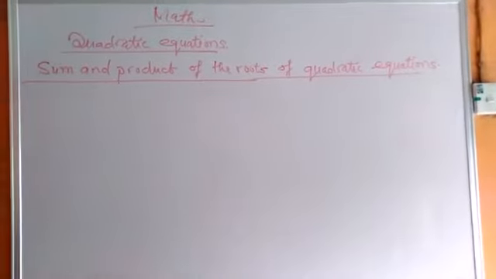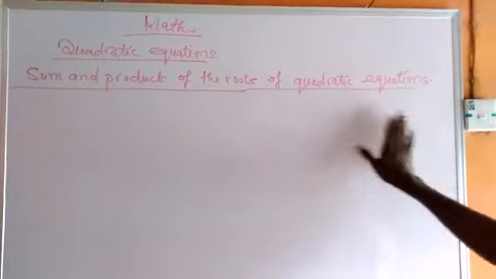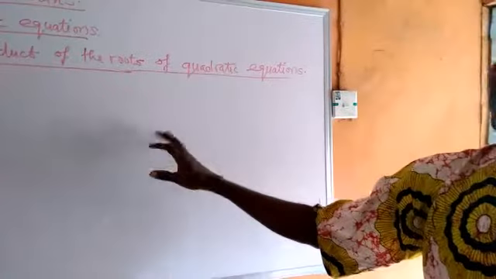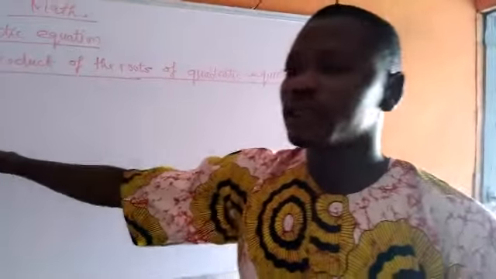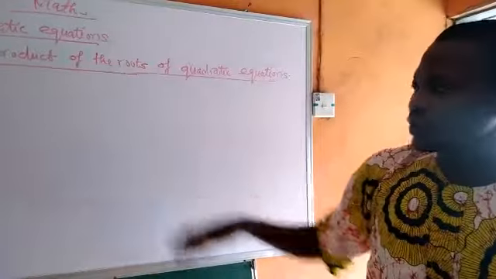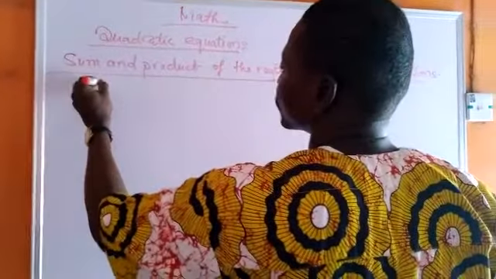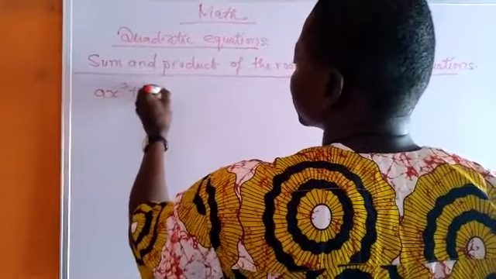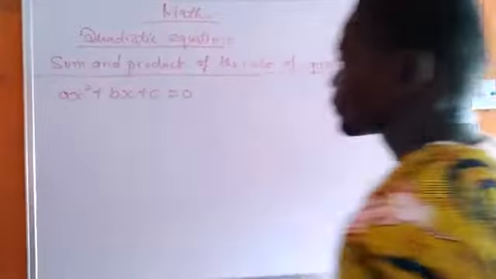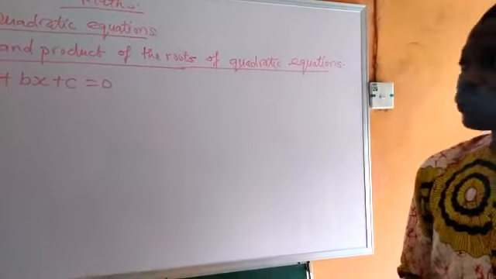Let's talk about the sum and product of the roots of a quadratic equation, that is, how to find the sum and product of any quadratic equation. If a quadratic equation is of the form ax squared plus bx plus c equals 0, how do we find the sum and how do we find the product of this kind of equation?